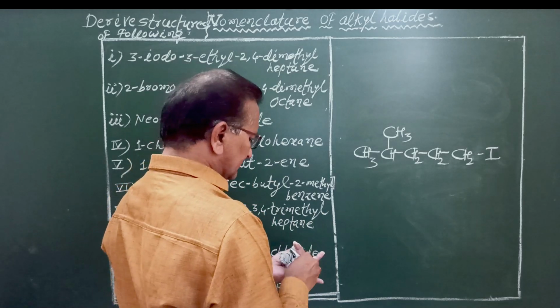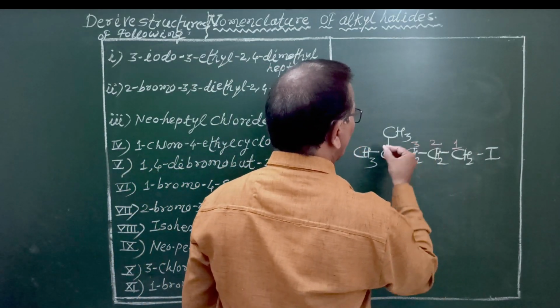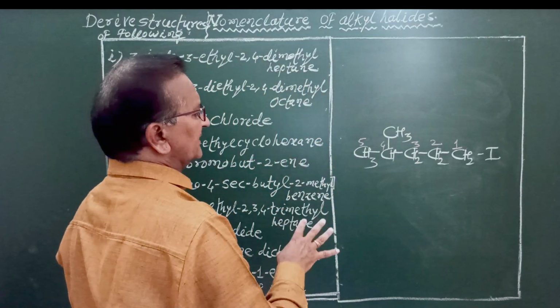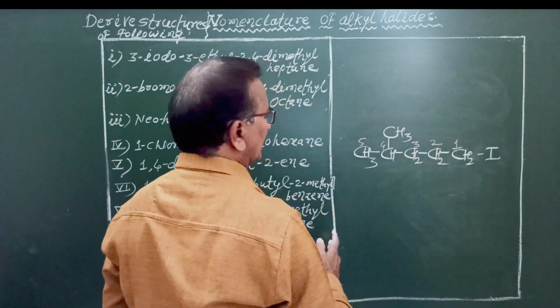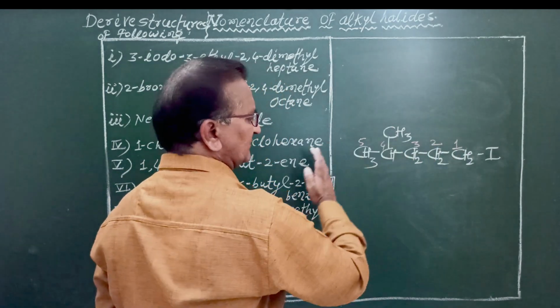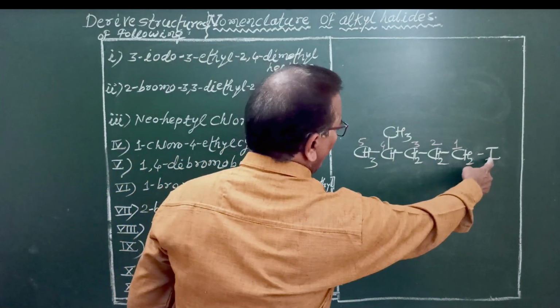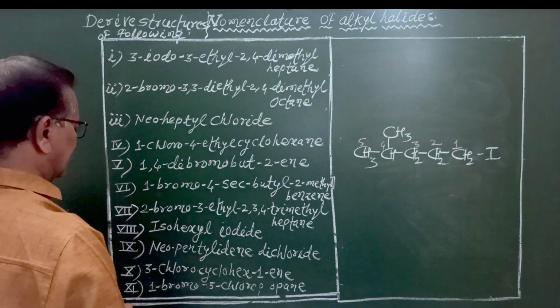So numbering should be started from here. This is the common name; we'll put the IUPAC name also: 1, 2, 3, 4 and 5. Out of 6 carbon atoms, 1 carbon atom is in a branch on the last but one carbon atom, or we can say 1 methyl group is in a branch on the last but one carbon atom. What about its IUPAC name? 1-iodo 4-methyl pentane, since there are 5 carbon atoms in the longest continuous chain.